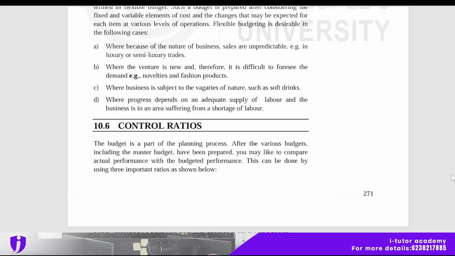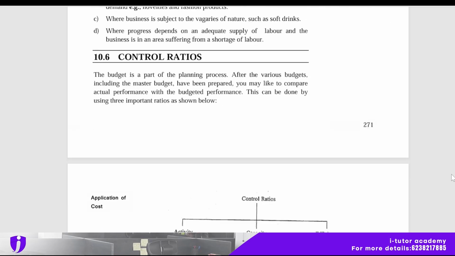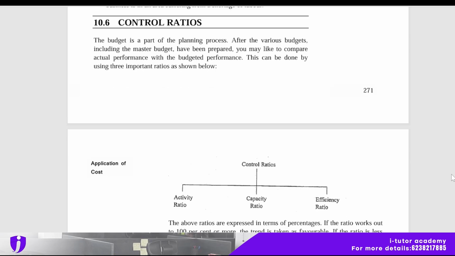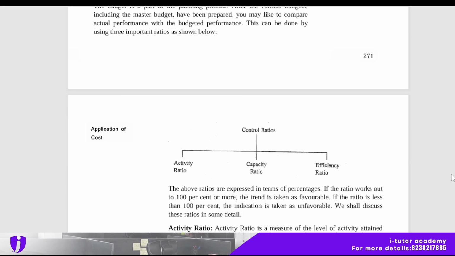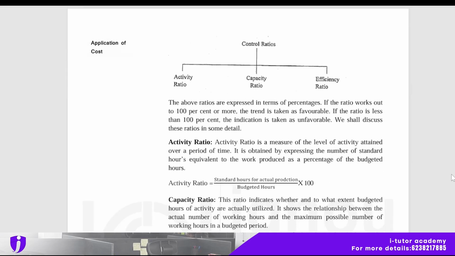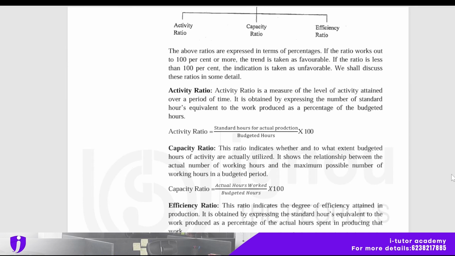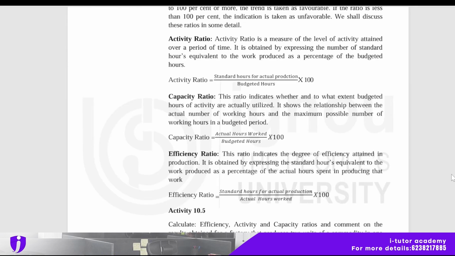And the control ratios. The budget is a part of the planning process. After the various budgets, including the master budget, have been prepared, you may like to compare actual performance with the budgeted performance. This can be done by using three important ratios as shown below. Control ratios are activity ratio, capacity ratio and efficiency ratio. In activity ratio, it's a measure of the level of activity attained over a period of time.